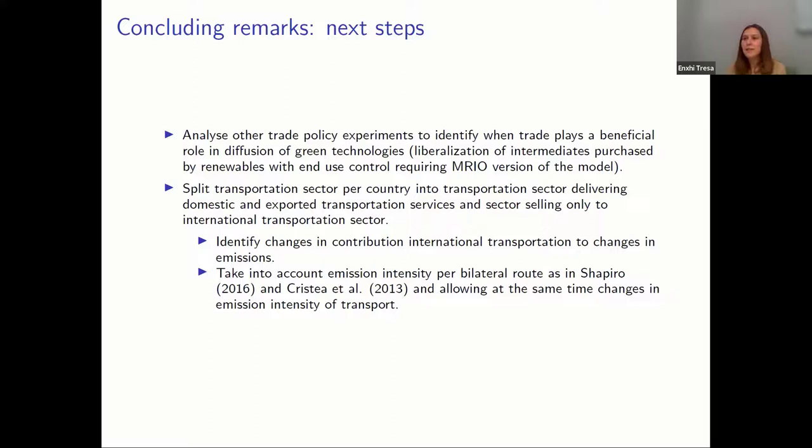We would like to analyze other trade policy experiments to identify when trade plays a beneficial role in diffusion of green technology. So ideally, it would be interesting to use an MRIO version of the model in order to control for tariffs in the absorbing sectors. Then the idea would also be to split the transportation sector per country in order to distinguish between international and domestic transportation, and to see what part of emissions is coming from international transportation. And finally, take into account the emission intensity per bilateral route. So ideally, in Shapiro and co-authors, they look at the emission intensity in one year. So they compute it for one year, and ideally we would compute it for continuous years.